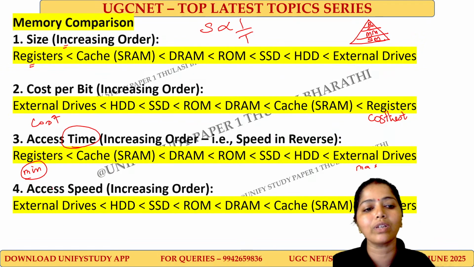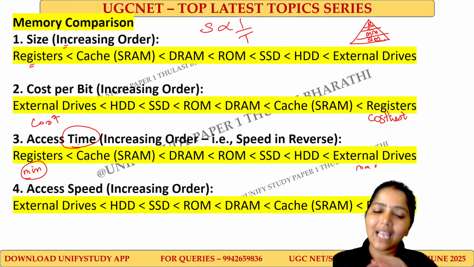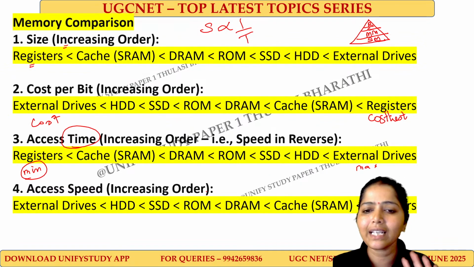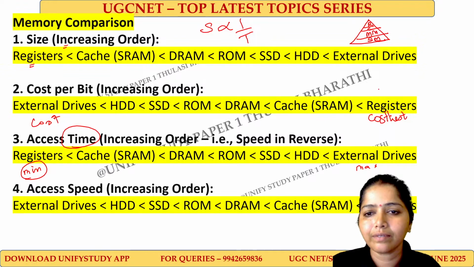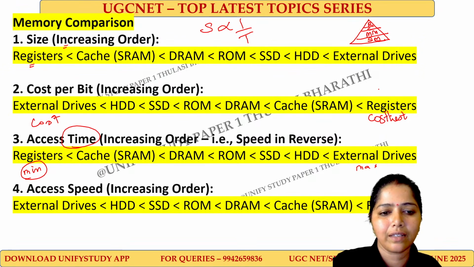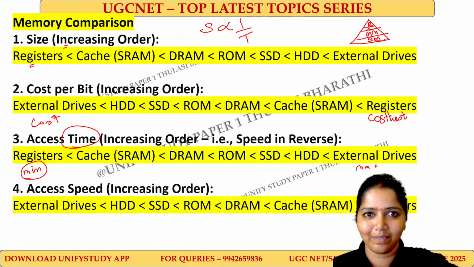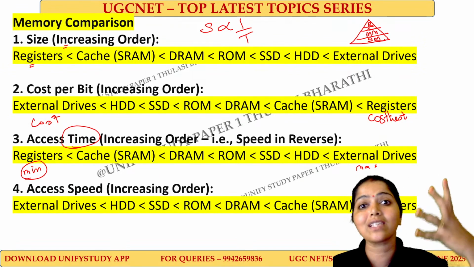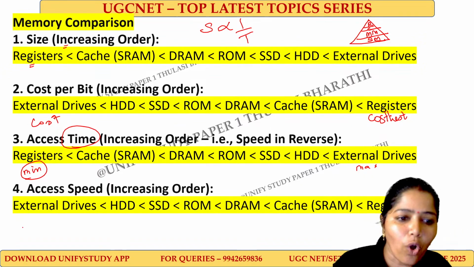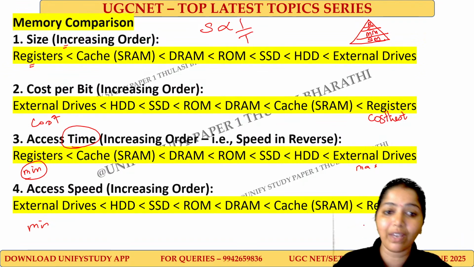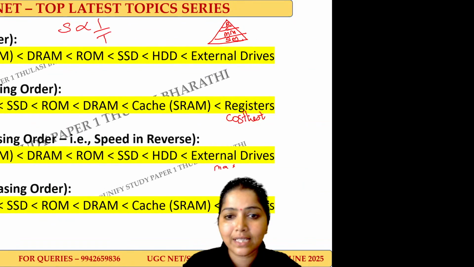And then what about the speed here? Whenever we say it is a reciprocal, the access speed changes. Clear? The speed is very high here, fast it will be. So fast means that is register, and slow means here it is external drives. Do you understand this concept? Very important to understand. Please note it down in your notebook to understand this time and speed concept.